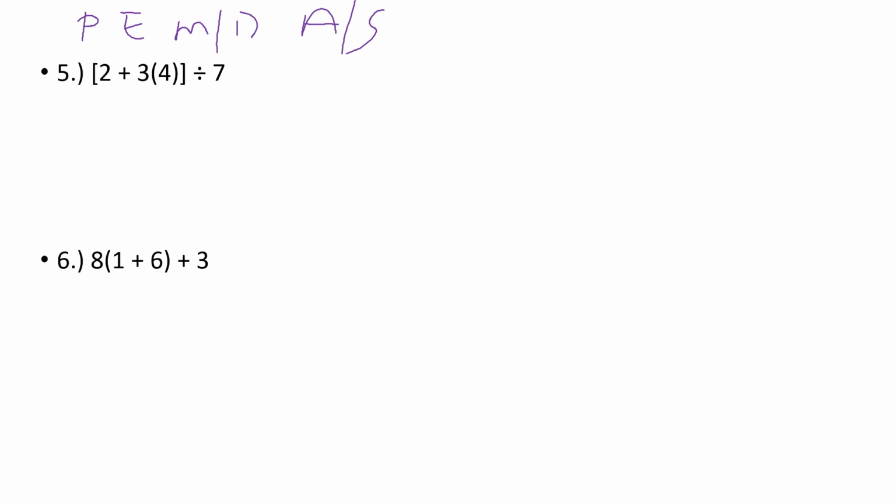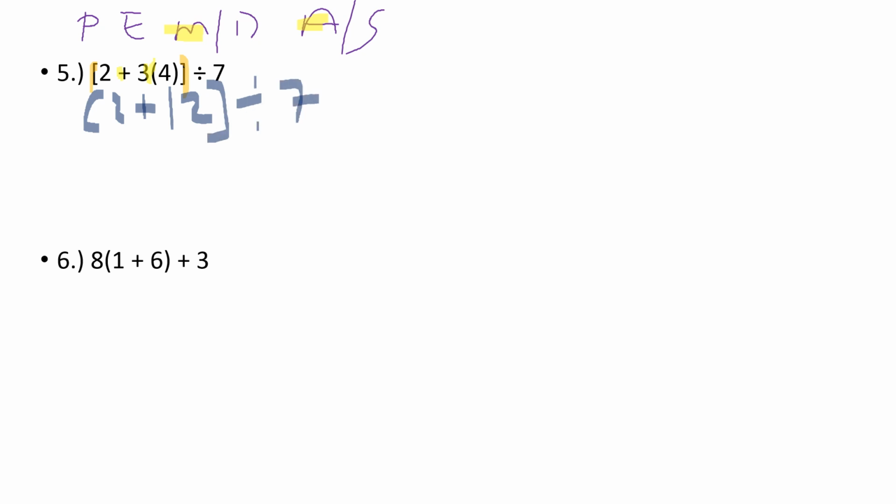So looking at our first problem here, we do have a grouping symbol right here with the brackets. And so we're going to start inside the brackets. Inside the brackets, we have adding, and we also have that implied multiplication right there where I just highlighted. In our order of operations, multiplication comes before we do addition. So the first thing we do on this particular problem is the multiplication. So we will have 2 plus 3 times 4 is 12. And then divided by 7.